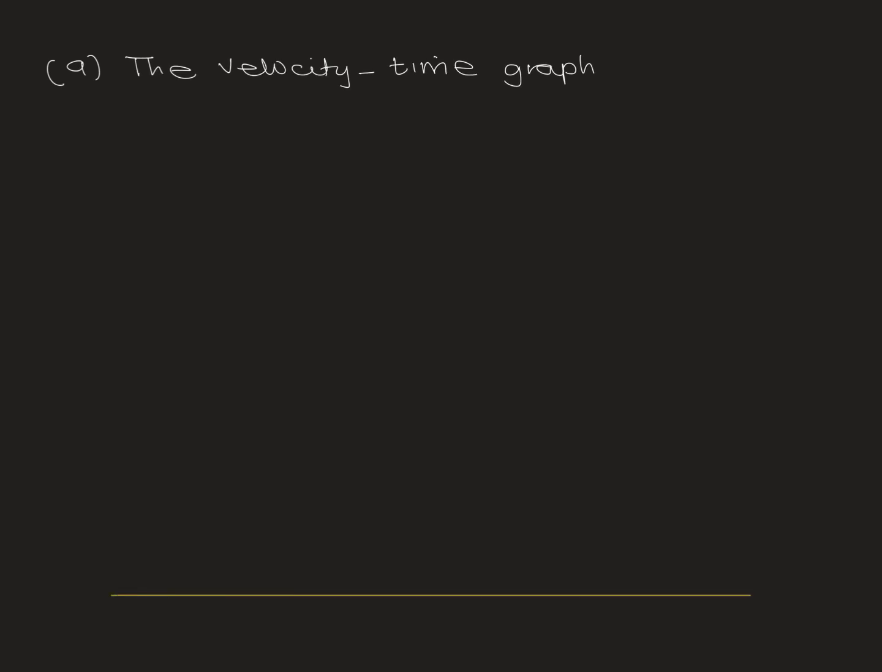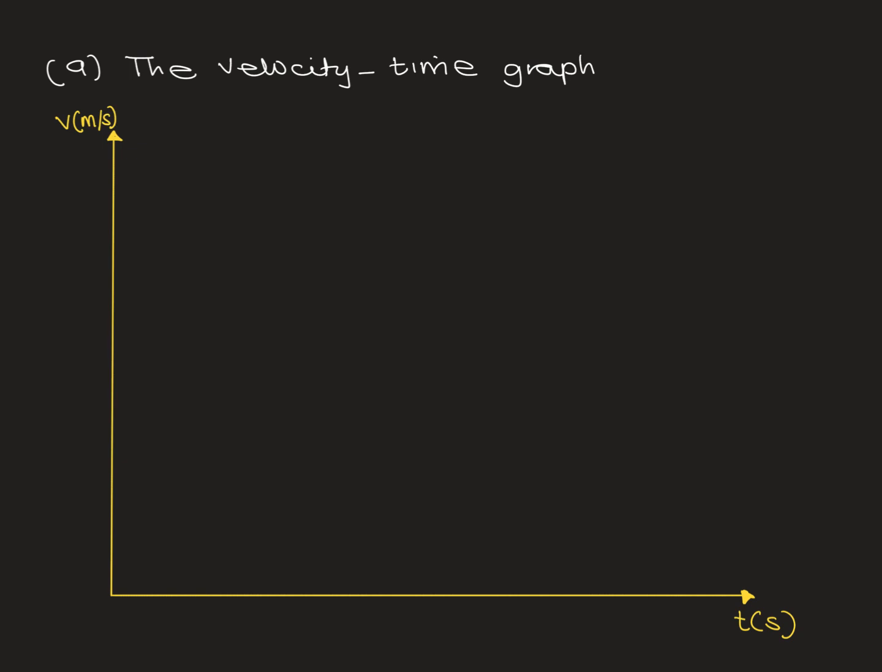Question A, the velocity time graph. What we need to do is to first draw the time on the x-axis, that is measured in seconds, and then we draw the velocity on the y-axis, that is the velocity in meters per second.